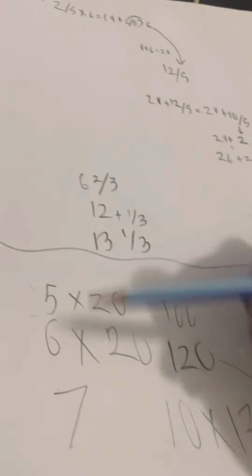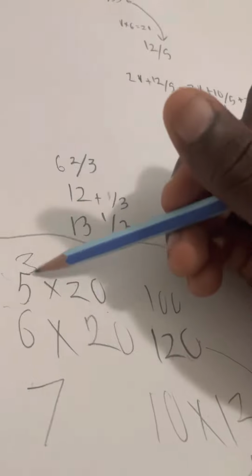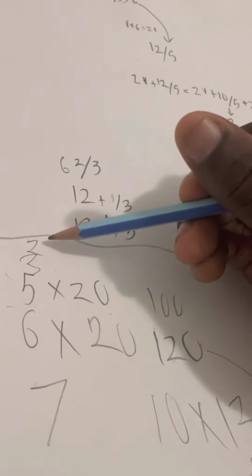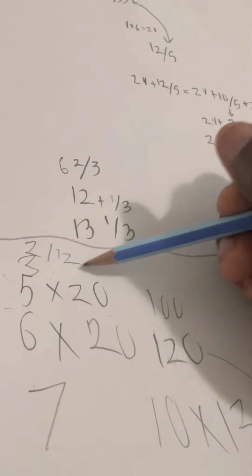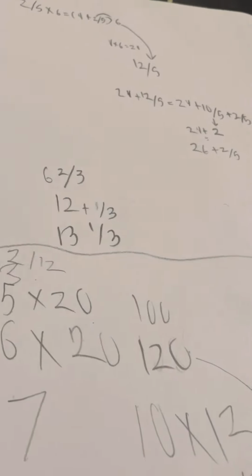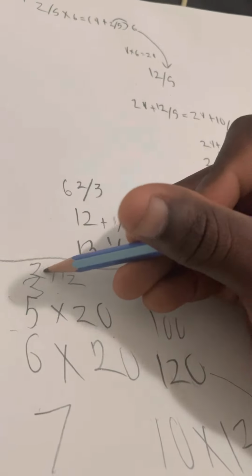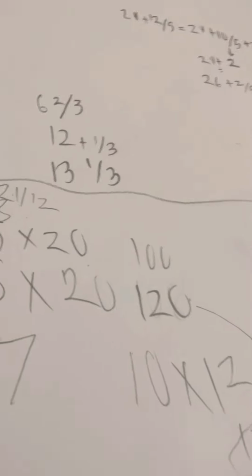It ain't 7, it ain't 3, and it damn well ain't fucking 2.5. So I put the half on the other side. You know what I mean? It damn well ain't fucking 2.5.